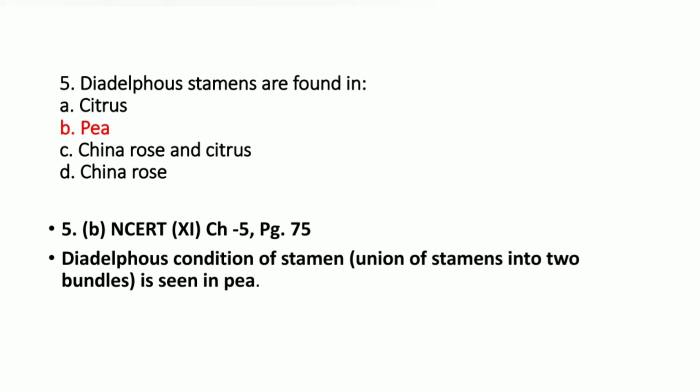5. Diadelphous stamens are found in, answer is P. So diadelphous condition of stamen means union of stamens into two bundles. Example is pea plant.